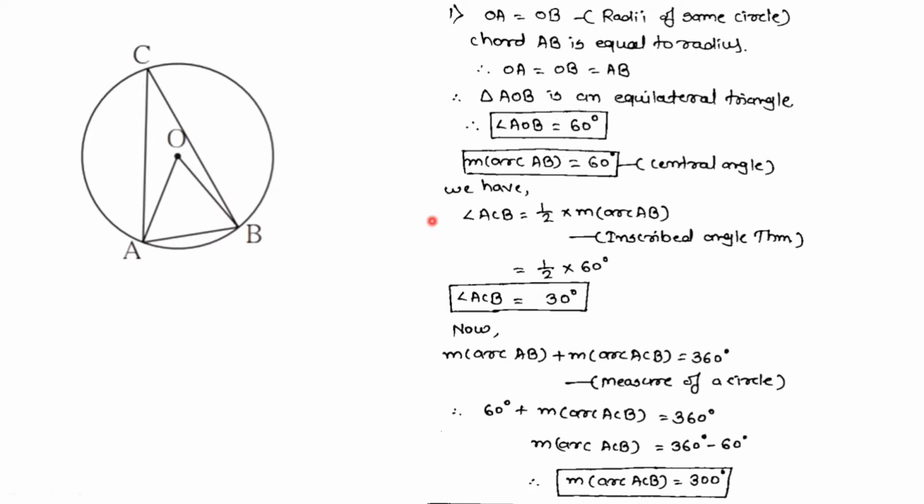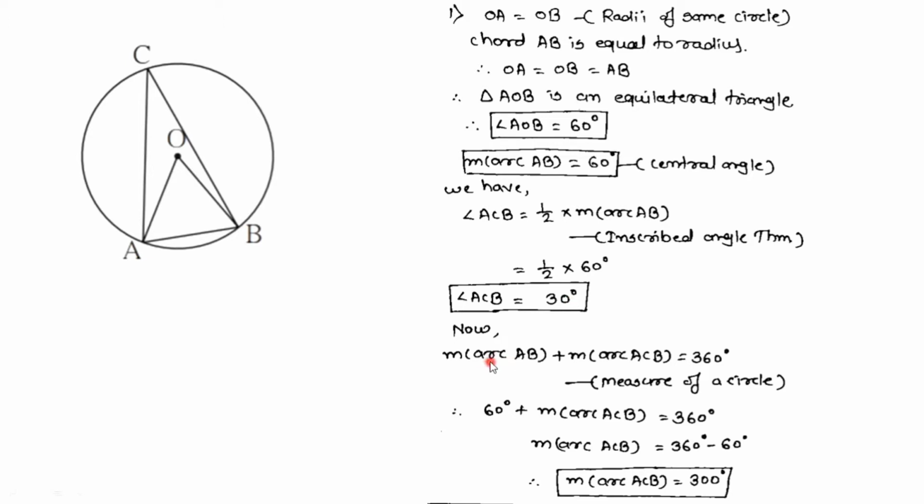Now to find the answer of the third question, we have to use the inscribed angle theorem. Arc AB is intercepted by angle ACB. So by inscribed angle theorem, measure of angle ACB must be half of measure of arc AB. As we have found the measure of arc AB to be 60 degree, we replace it: one half into 60 is 30 degree. So measure of angle ACB is 30 degree.